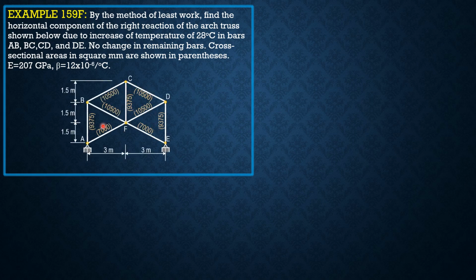This truss is taken from example 158G and the load is removed. So we have 1 degree of indeterminacy and we choose EX, the horizontal component of reaction at E, as our redundant force. So this is also EX to the left, then the slope of the inclined members. For members with the same cross-sectional area, let's have color coding here and denote the following forces.